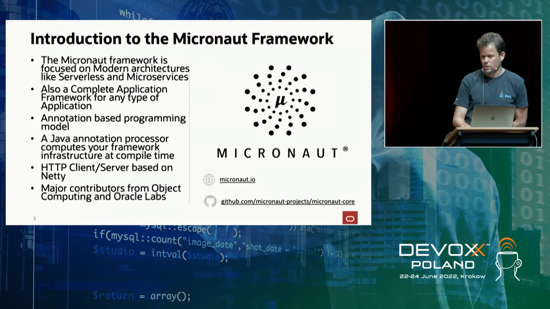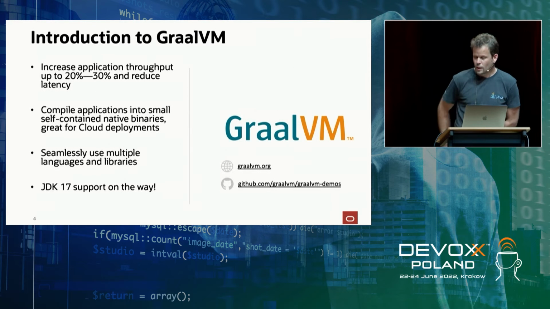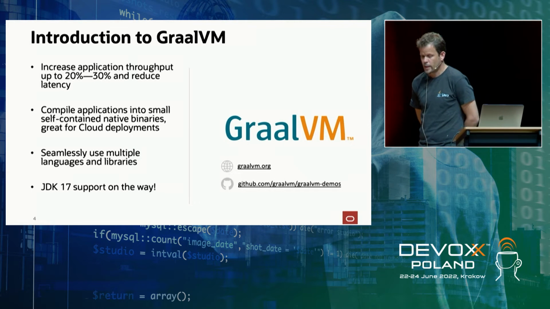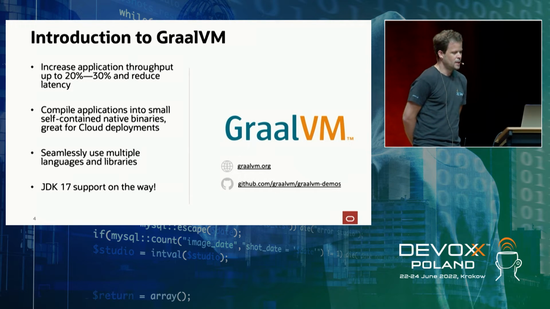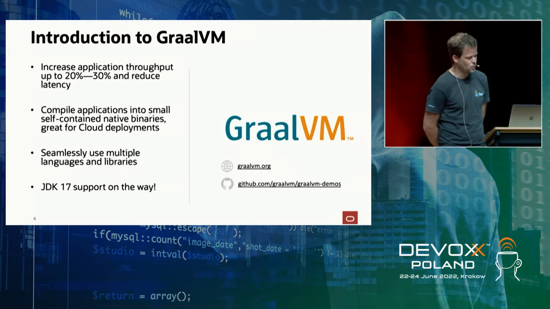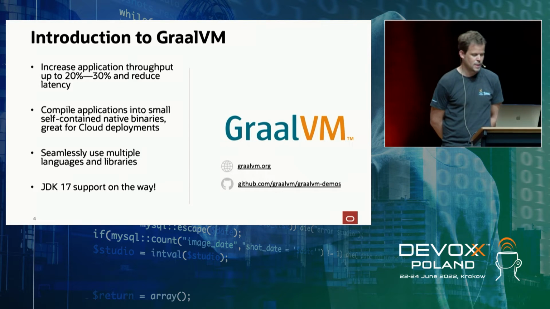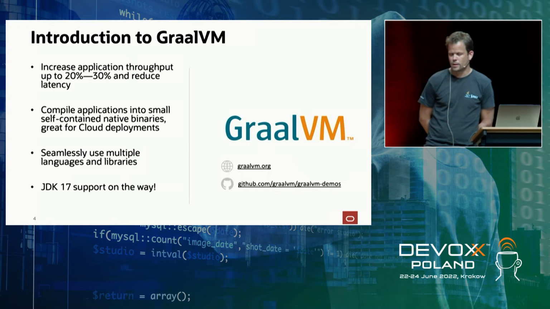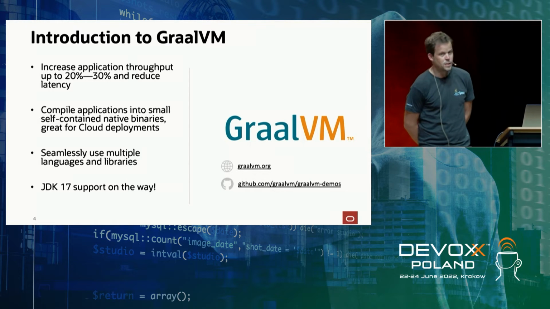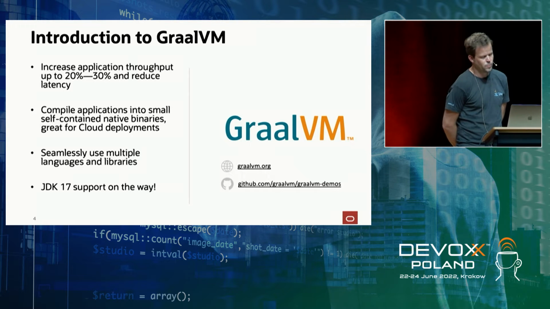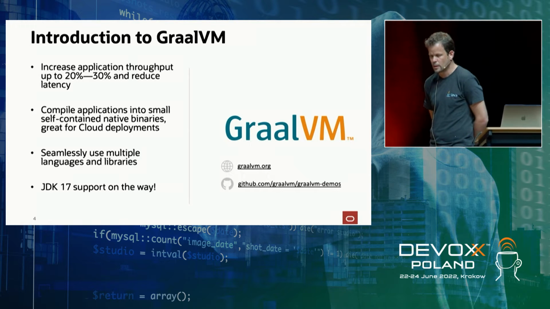And it has major contributions from multiple different companies, Oracle being one of them. If you have not heard of GraalVM, and I'll go into a lot more detail about GraalVM tomorrow, as I said, do come to my talk. It's again a relatively new virtual machine out of Oracle Labs. It has a JIT component that is able to replace the regular JDK's JIT, so if you want to run it in JVM mode, that's able to increase application throughput and reduce latency, in many cases between 20 and 30%.